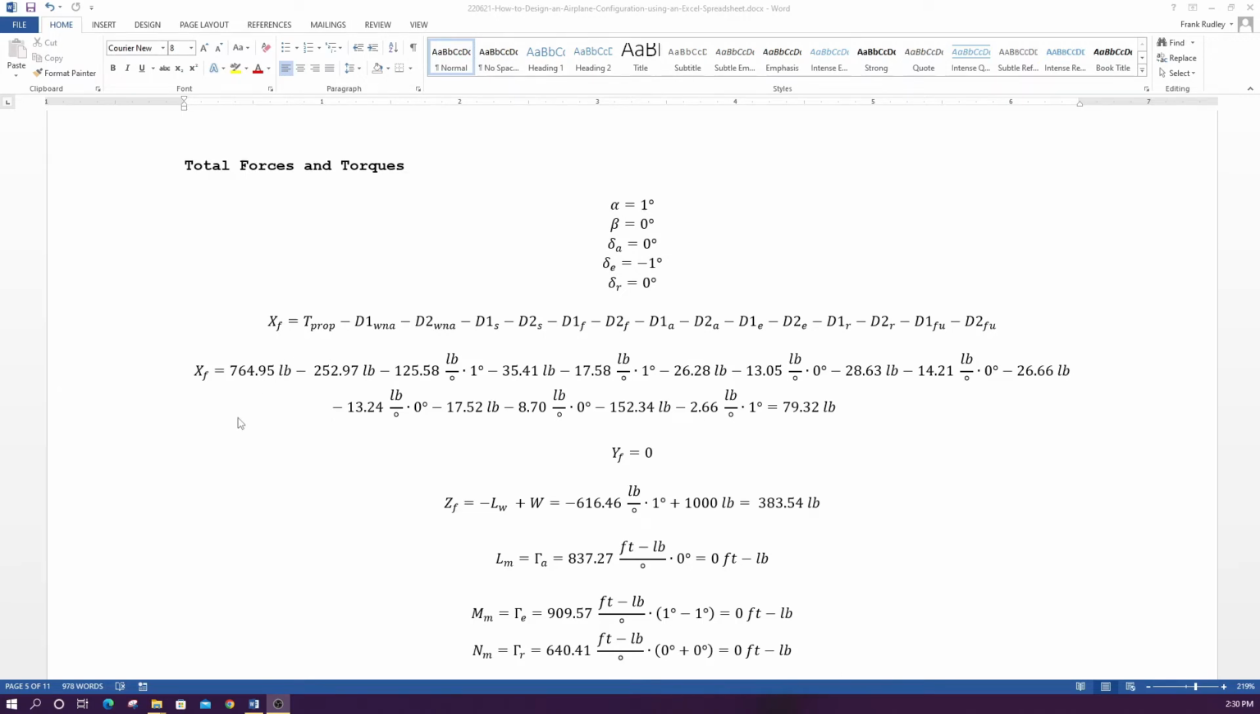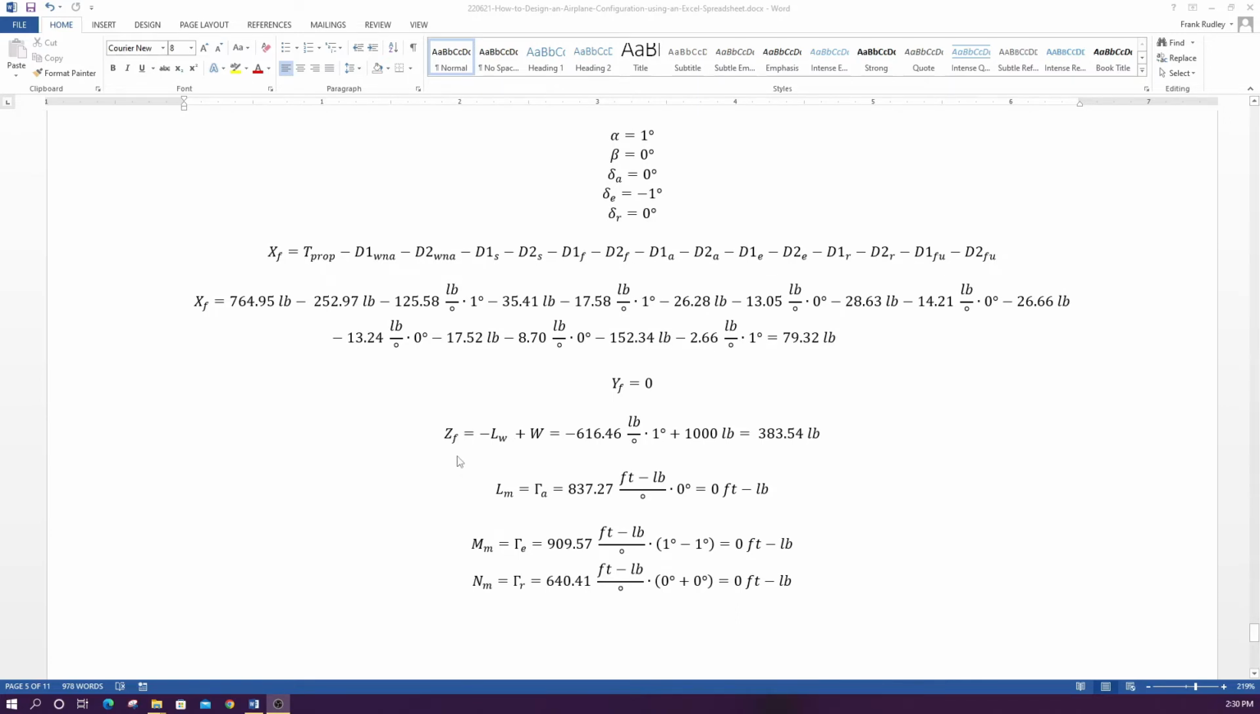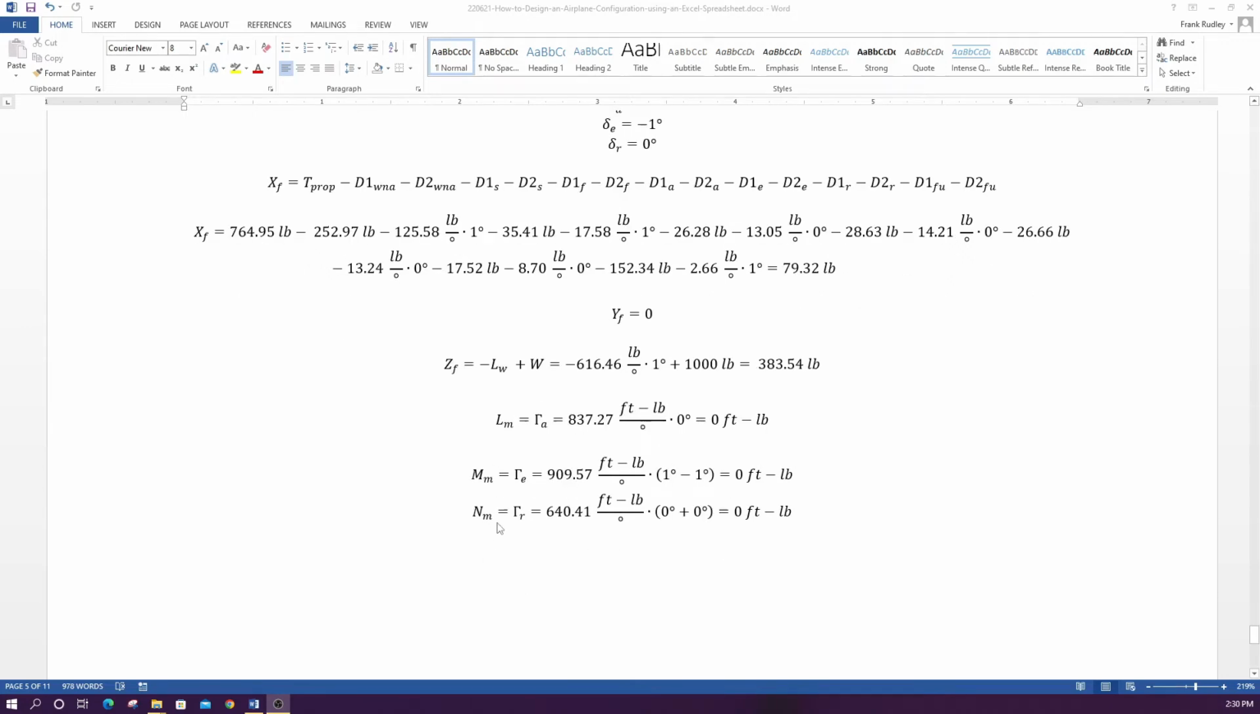So I came up with that one point. If we sum all of our x forces, I wound up with 79.32 pounds, which is just a little bit of positive to get some forward acceleration. In this model, we're assuming our y force is 0, and our z force, our lift at that point, is 616.46 pounds. So we don't really have enough lift at this point. We need to get more angle of attack. We have 383, and when it's positive, that means it's a downward force, pulling the aircraft downwards. There's not enough lift here to lift the aircraft in this case. But anyway, that's our design point, just to do our calculations. And of course, at this point, all of our moments are going to be zero because we don't have any control surface input for this case.